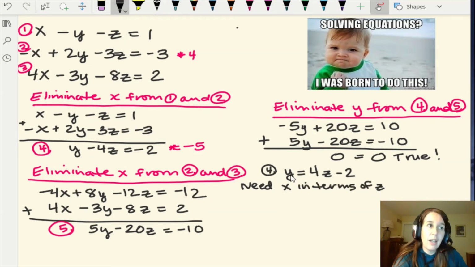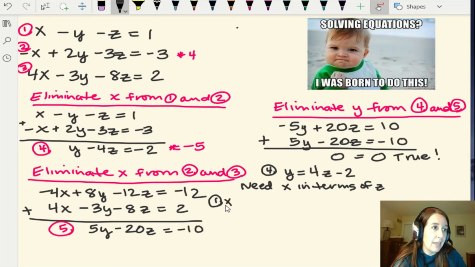Okay, because then both of x and y will be in terms of z, and then z will just be all real numbers. That's just the way it worked out. In this case, I thought that was the easiest way to go. You probably want to look at equation 4 and 5 to start this process. Now, to find x in terms of z, let's go to equation 1.